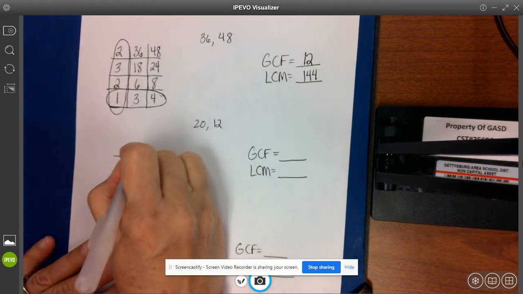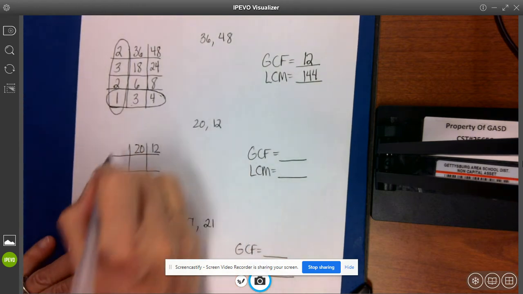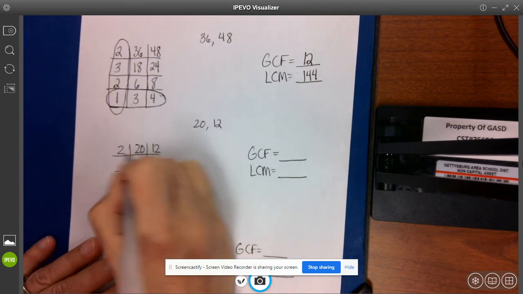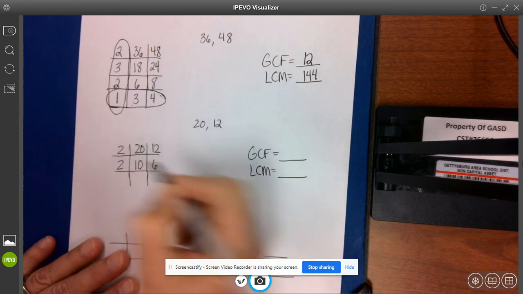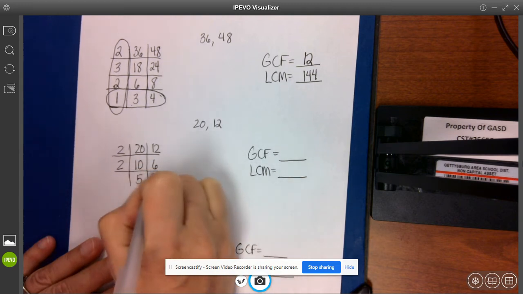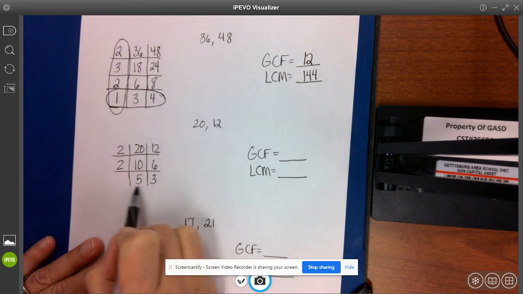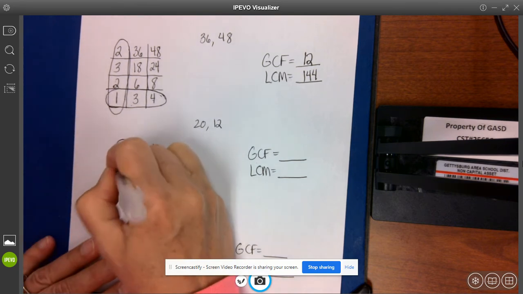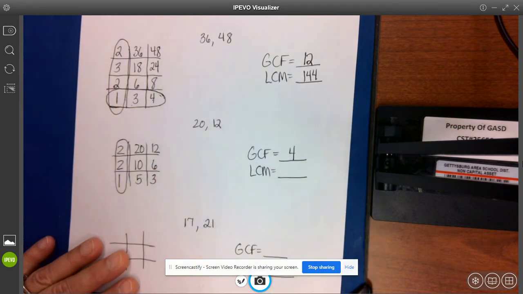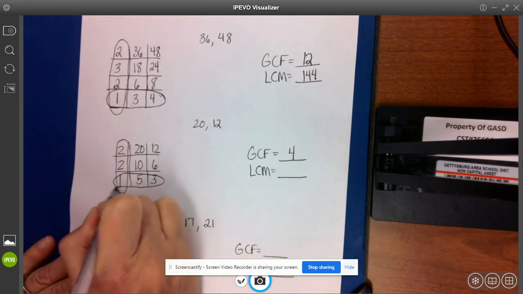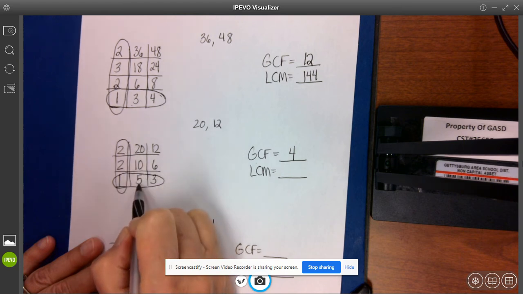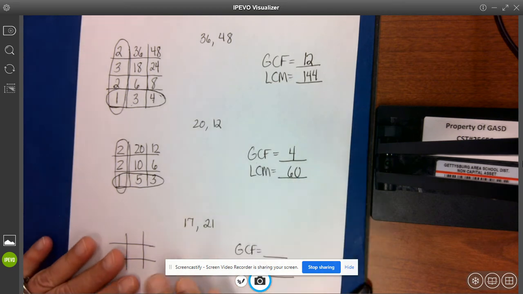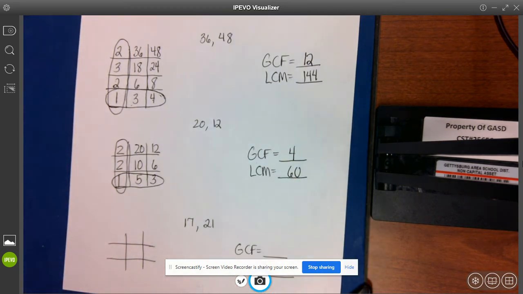You can see I'm going to set up 20 and 12. They're both divisible by 2. They're even numbers. I get 20 divided by 2 is 10. 12 divided by 2 is 6. Even numbers again. I get 5 and I get 3. These are relatively prime. The only number they have in common is 1. Circle the first column. 2 times 2 is 4. It's my greatest common factor. Include the bottom row. So 2 times 2 is 4, times 5 is 20. 20 times 3 is 60. That is my least common multiple.